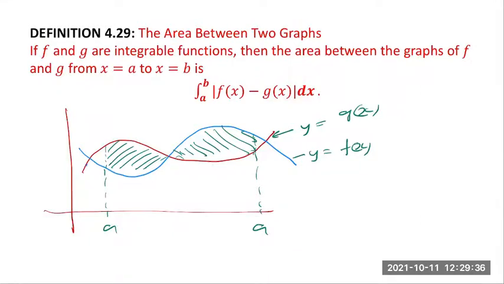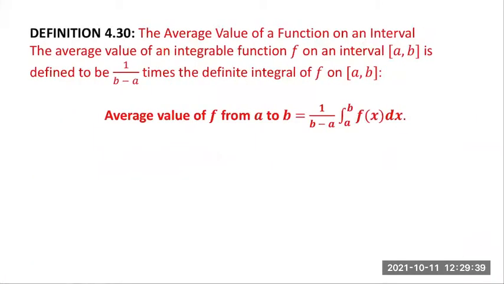All right, let's move on. Next, we have another definition, the average value of a function on an interval. Here is how we define it. The average value of an integrable function f on an interval a comma b is defined to be 1 over b minus a times the definite integral of f on a comma b. Or in other words, the average value of f from a to b is defined by this expression, 1 over b minus a times the definite integral of f of x from a to b. That's how we define the average value.